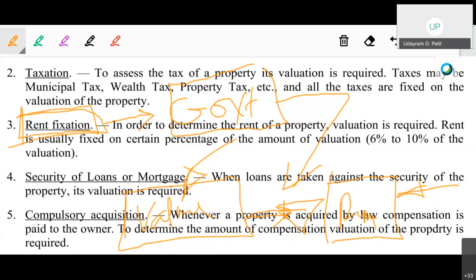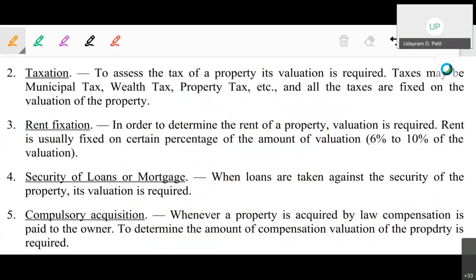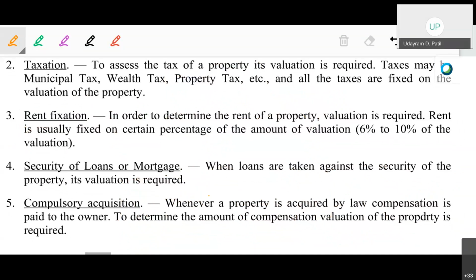From that particular analysis we are going to calculate the value, and for that particular value we are going to calculate the rate required to be paid, the annual rate. Whatever the annual rate, we are going to pay. Similarly, the valuation is required to secure the loan.